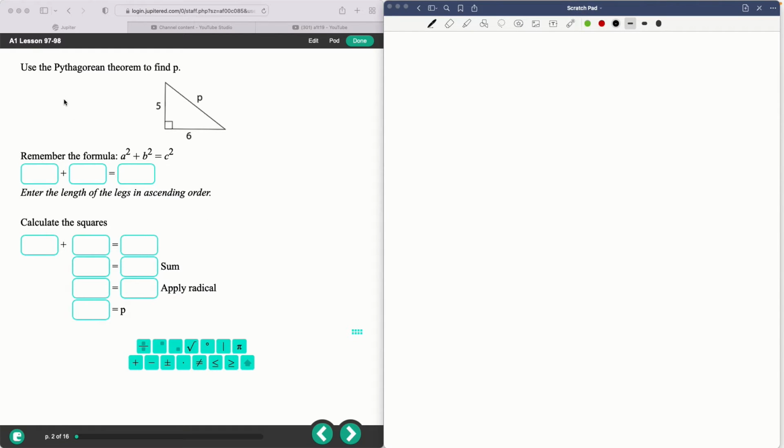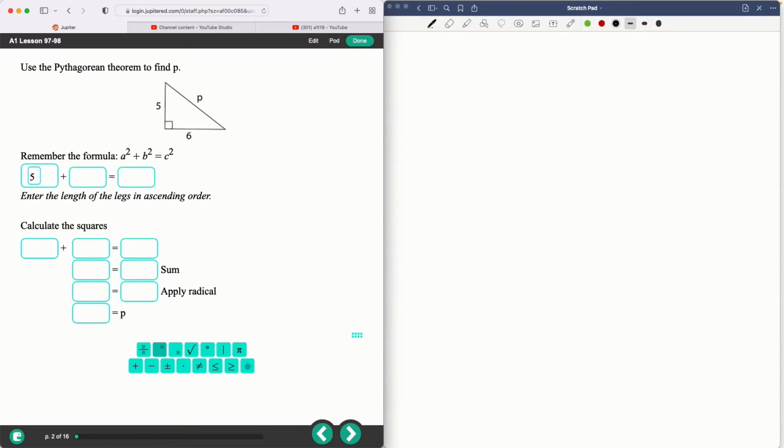So we have to use the Pythagorean Theorem to find p. We're going to remember the formula a squared plus b squared equals c squared. C is the hypotenuse. The hypotenuse is the one that is across from the right angle, so it's always the longest side of the triangle. So we are going to put in here our squares. So that's going to be 5 squared plus 6 squared equals p squared.